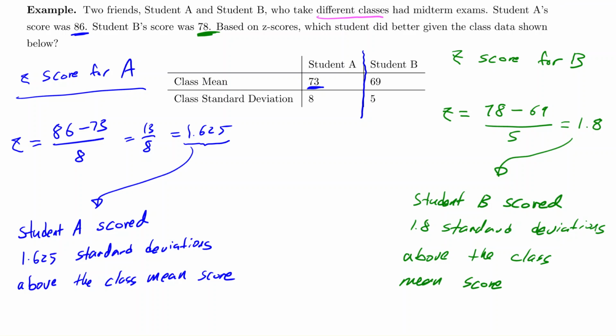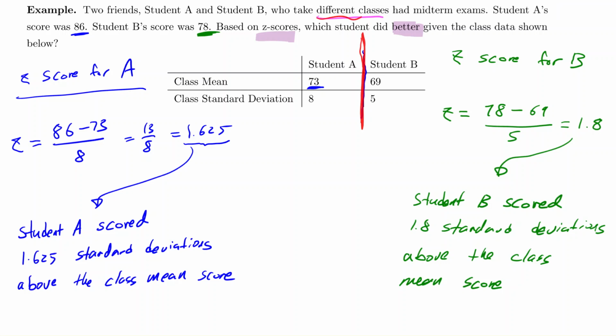So what are these scores telling us? The question was, which one did better based on the z-score? Of course, if you just look at the scores, 86 is greater than 78. So we could simply conclude that student A did better. But the question is, based on the z-score, which student did better given the class data? So we need to compare, since they're in different classes.